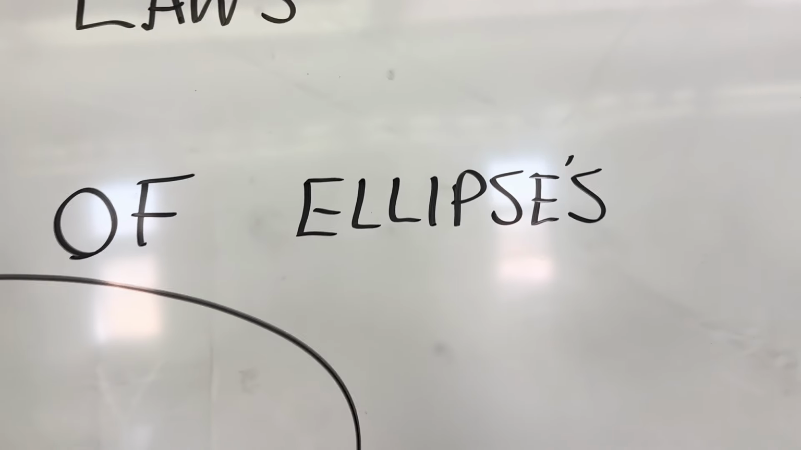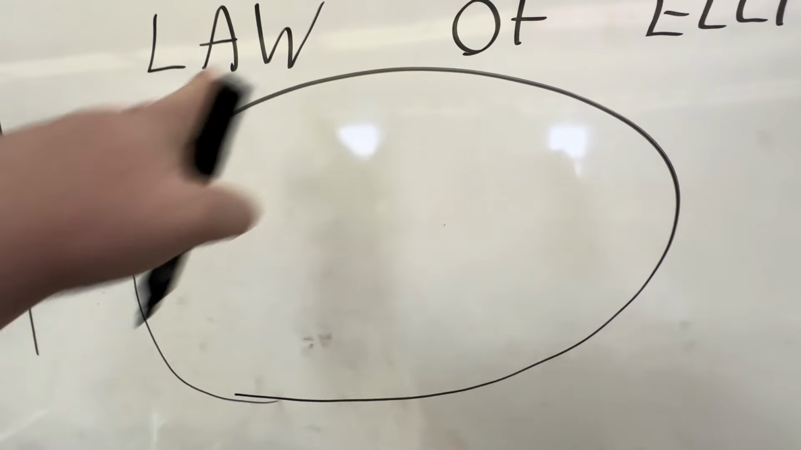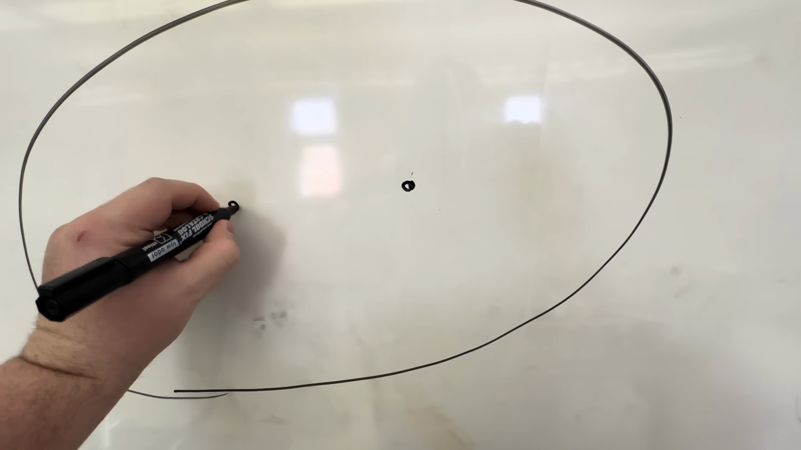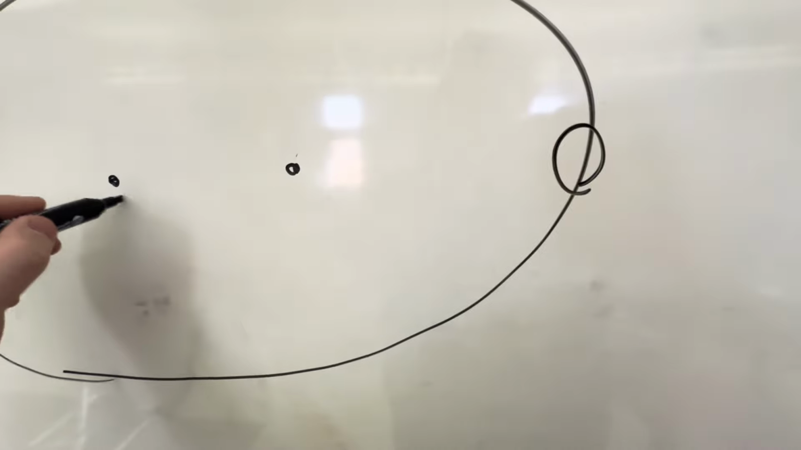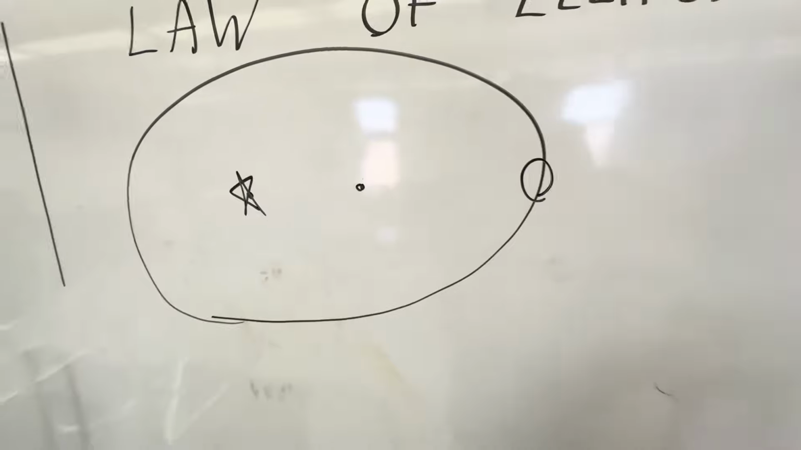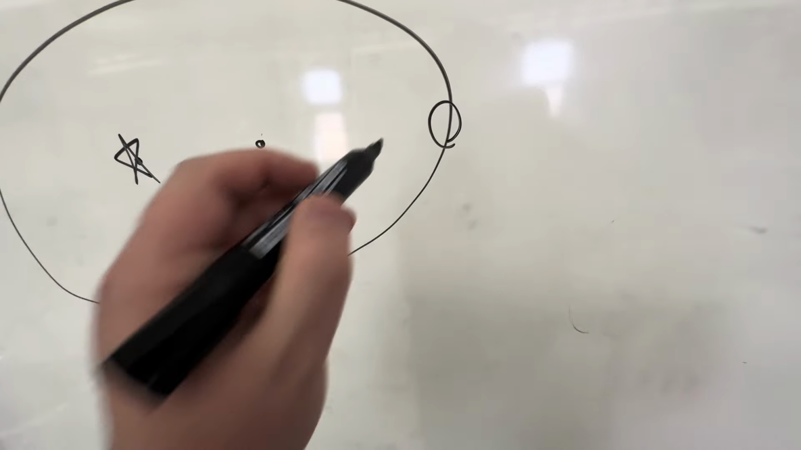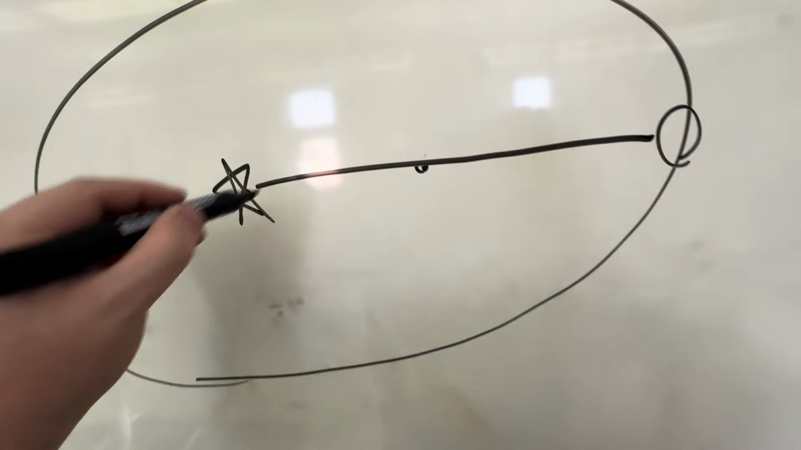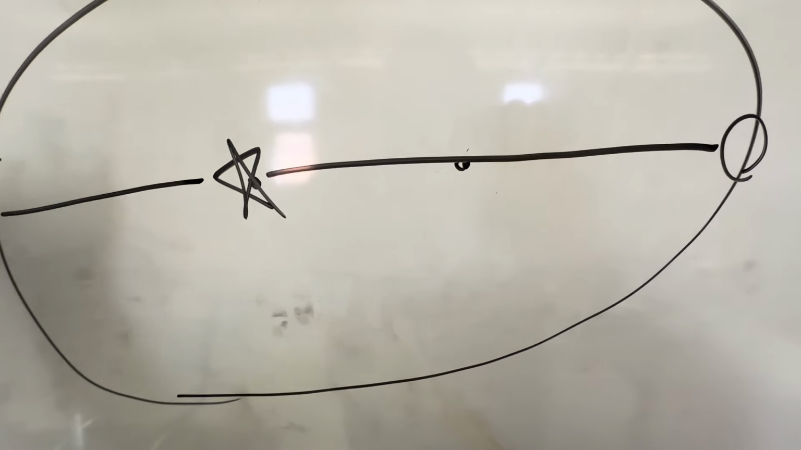The first one's called the law of ellipses. Essentially, let me zoom out here a little bit. Essentially, these planets do not go in perfect circles. They are ellipses, which means they have two center points, and the planet will orbit around the sun at one of those focus points. So what we're looking at for the law of ellipses is sometimes the planet is as far as it can be, and sometimes when the planet orbits to the other side, it's as close as it can be. And we have two names for that.